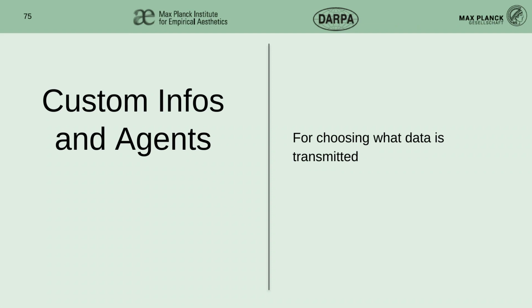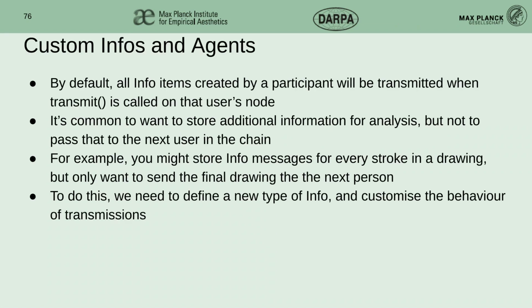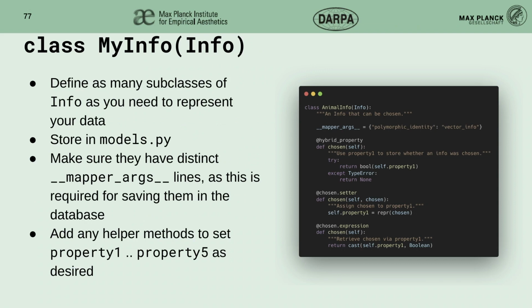Custom infos and agents. If you think way back to just after the break, we were talking about how would you do this structure where you've got some users that have different roles in it. If you have this Turing test where one user creates something and a source creates something and then the next user has to decide which one was real and which one wasn't, you would do that with custom infos and agents. Custom infos are also how you would implement this idea of you want to store data that is not the specific information that is being sent on to the next person, but it's extra information.